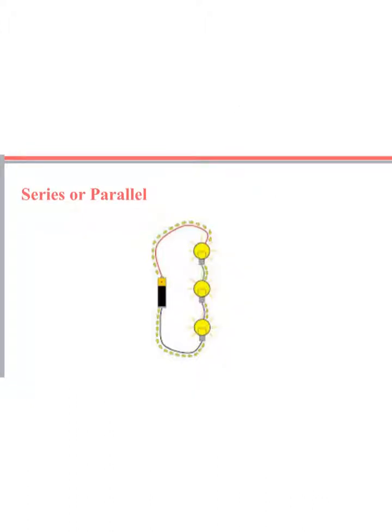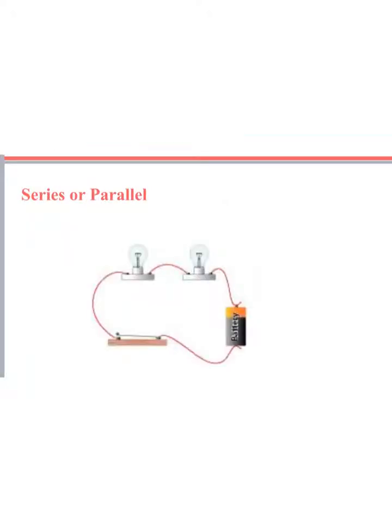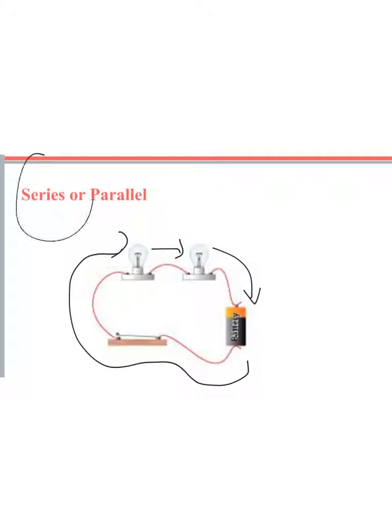This right here is a series circuit. Notice the current can only flow one way. If this light bulb goes off, they all go off. So this is a series circuit. Here, this is also a series circuit. Our electricity is going to flow in the same direction like this, and if one light bulb goes off, they all go off.